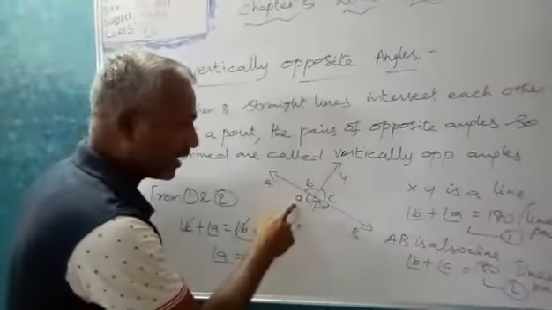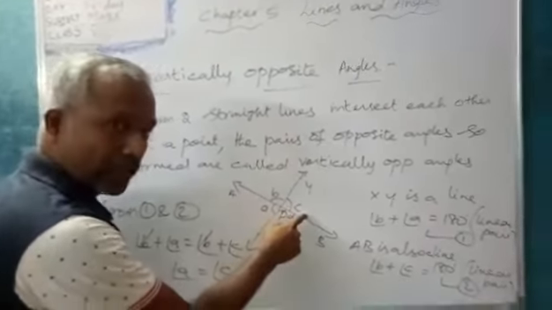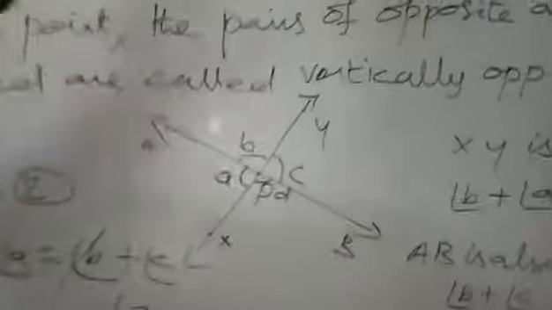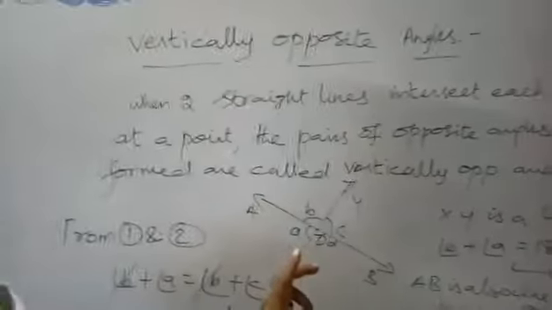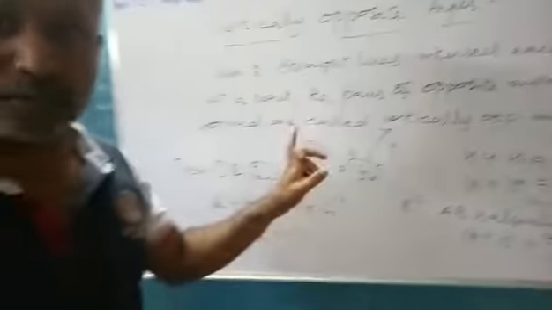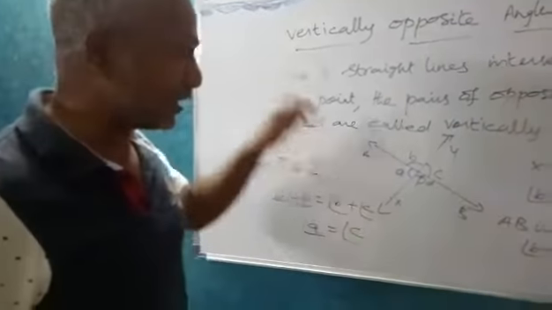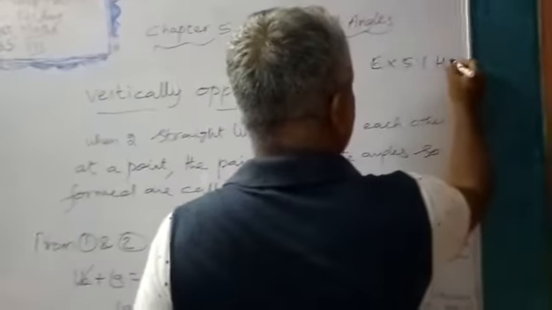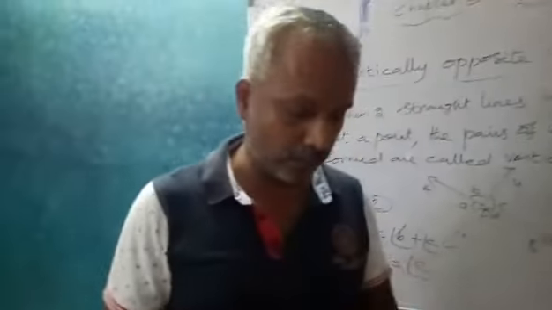Listen here, angle A is vertically opposite to angle C, and angle B is vertically opposite to angle D. That means vertically opposite angles are always equal. Using this concept, you have to do exercise 5.1 as homework. That's all for this session. Thank you, children.